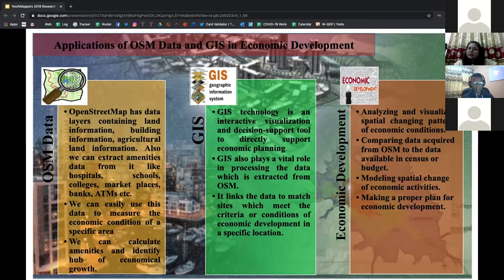So how can we use OpenStreetMap data and GIS in economic development? We can analyze this data to show the economic condition of a particular area. Basically, we will have data from the census or budget, but that is actually for the whole country. If we want to focus on a city or a small area, we don't have that much data for a specific area. How can we compare city to city, or place to place inside a country? OSM data can help compare city to city, and then model our economic development planning. Then we can have a proper plan for further research or further use. Next.